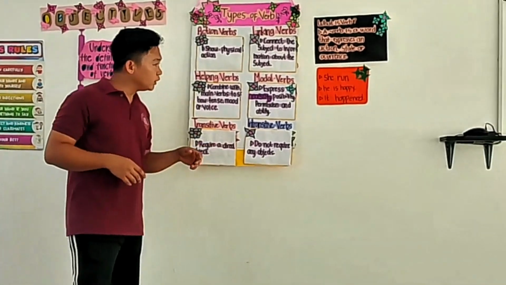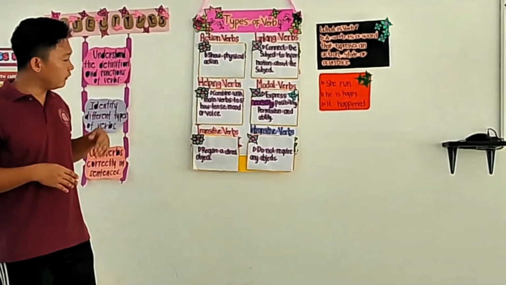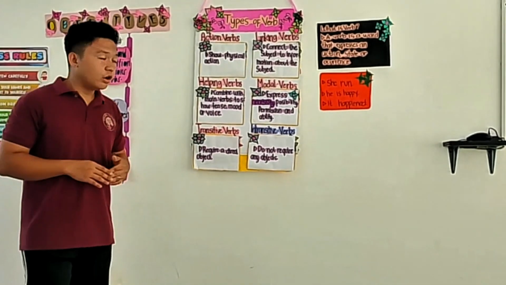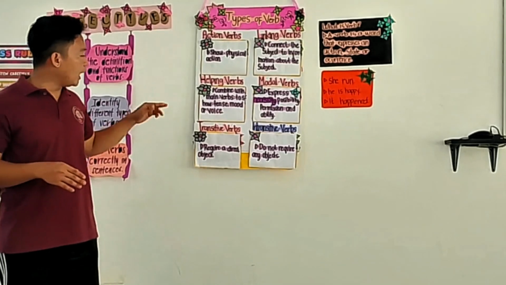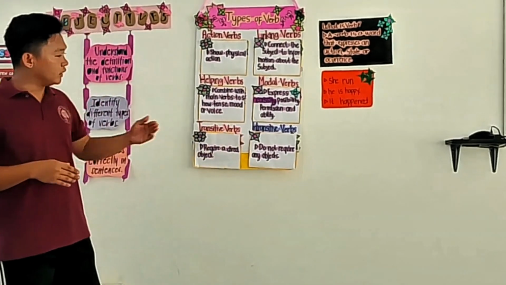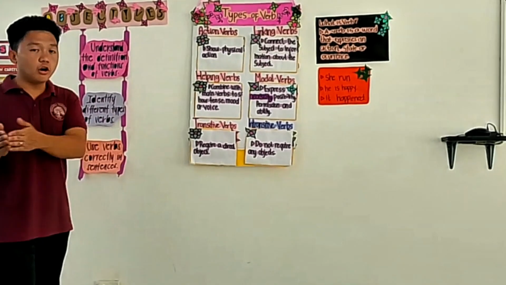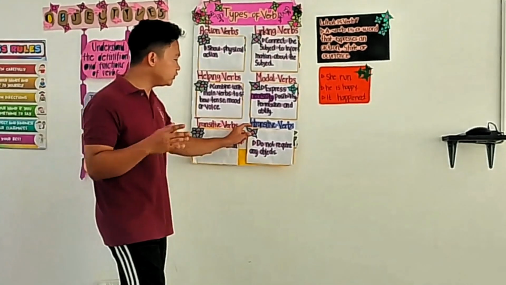Let's proceed to the intransitive verb. The intransitive verb is the opposite of the transitive verb. The definition of an intransitive verb is that it does not require any object. So here's the example.